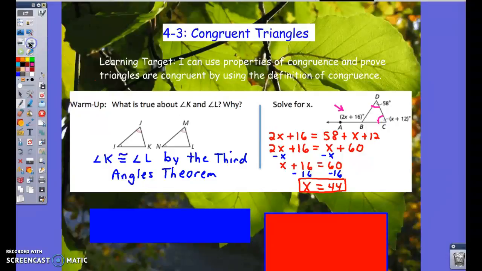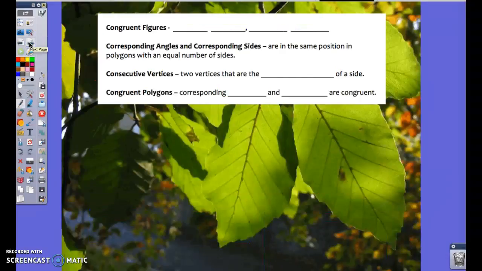Now, getting into today's lesson with section 4.3, a little bit of background information. Congruent figures are figures that have the same size and the same shape. They're identical figures. Now, the corresponding angles and the corresponding sides are sides and angles that are in the same position in polygons with an equal number of sides. Consecutive vertices are two vertices that are the endpoints of a side. We'll talk more about that in a little bit here.